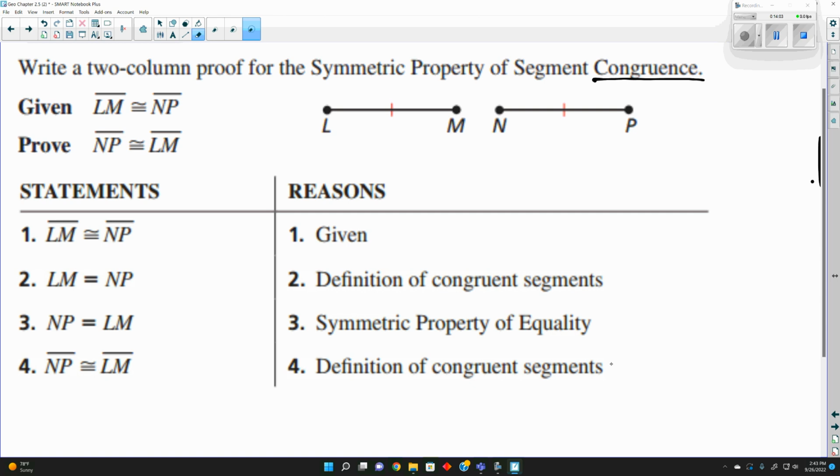Questions on this here? And again, with a lot of this, we're just using the definitions and the postulates and theorems that we've learned so far. We ready for the next one? You're good.